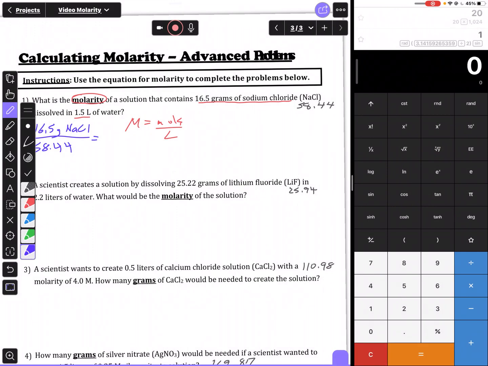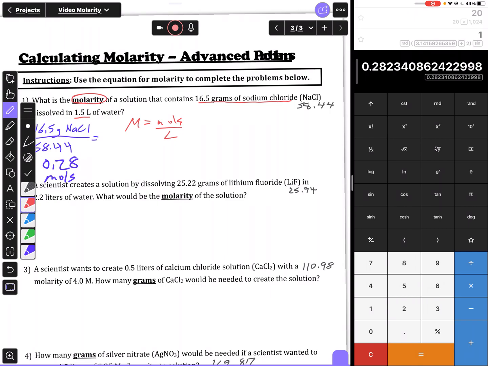So when I get to this point, that'd be 16.5 divided by 58.44. And I can round this answer to 2 decimal places, so that would equal 0.28. So that's going to be 0.28 moles of NaCl, and I can plug that in now to my equation.